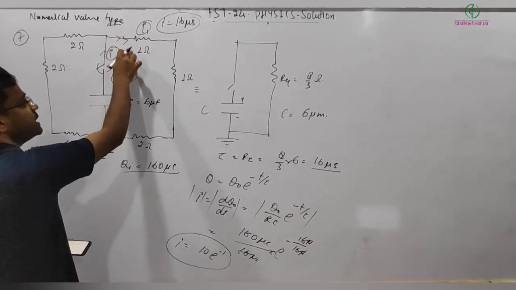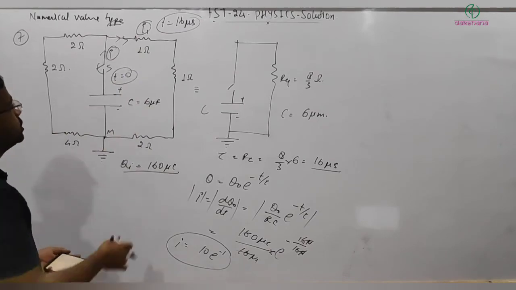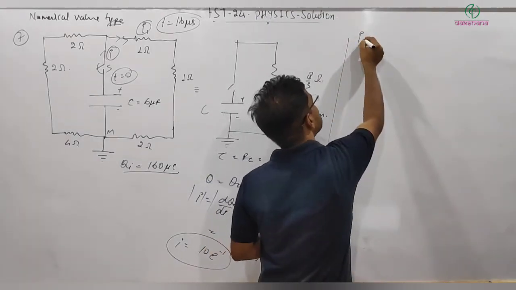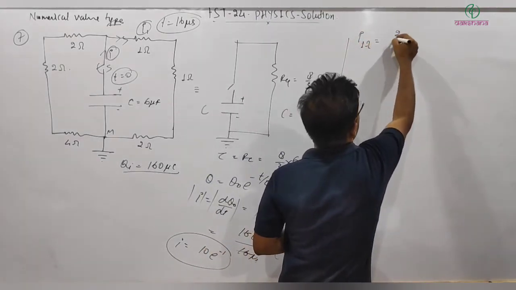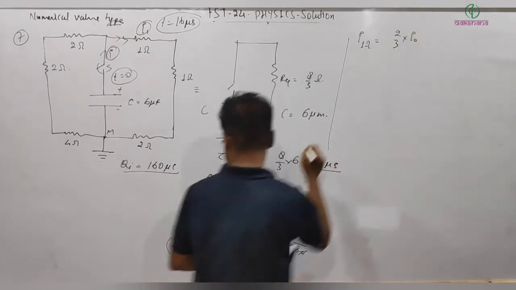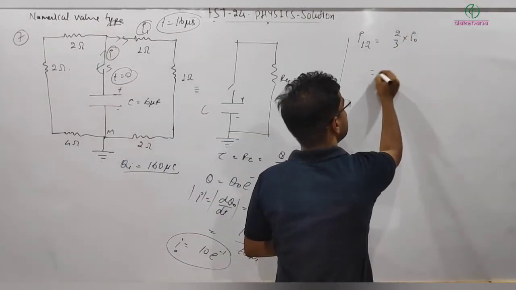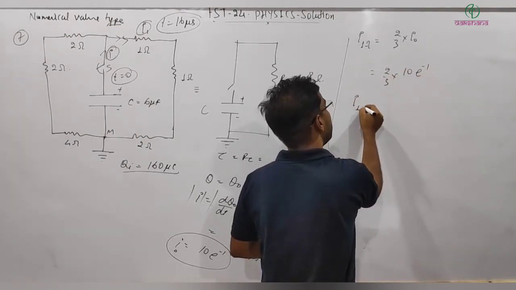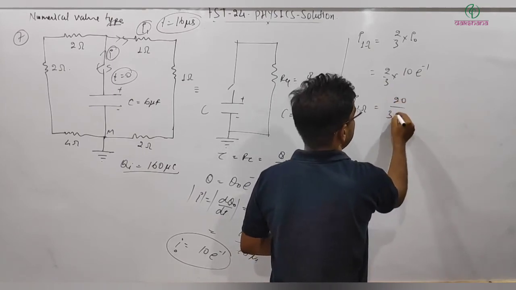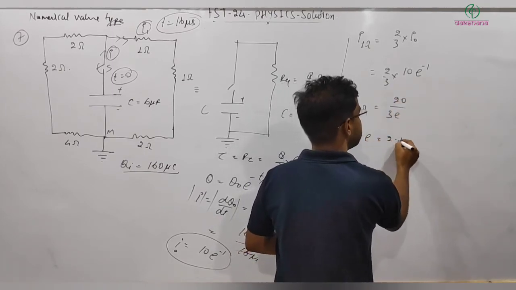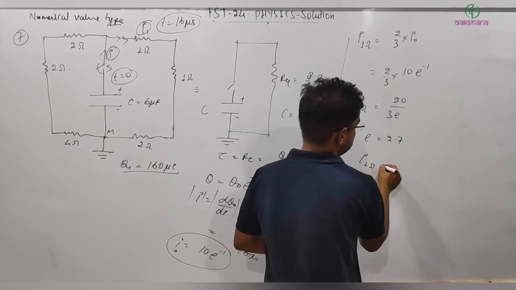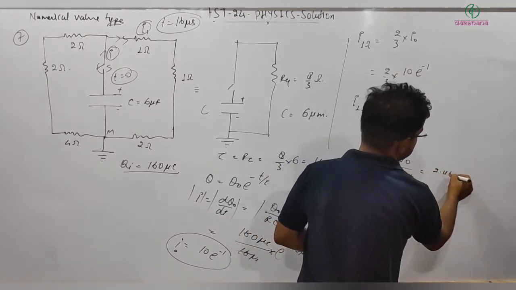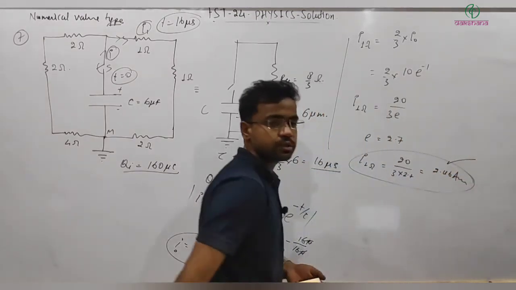Then current passing in this arm will be inversely proportional to resistance. So if your resistance is low, the current will be high. Resistance is high, the current will be low. So I can write I through 1 ohm will be equal to 2 by 3 of I naught. So this is equal to 2 by 3 multiplied by 10 e raised to power minus 1, and then I through 1 ohm is equal to 20 divided by 3e. Substituting e is equal to 2.7, we get I through 1 ohm is equal to 20 divided by 3 into 2.7, simplifying it we get 2.46 ampere. This is the answer to question number 7.